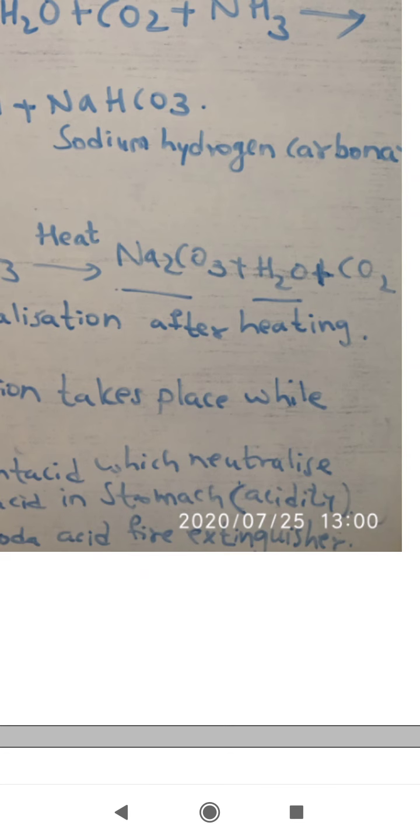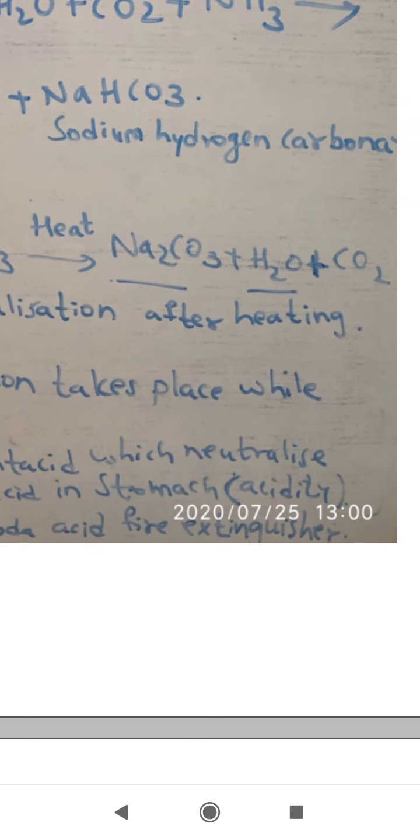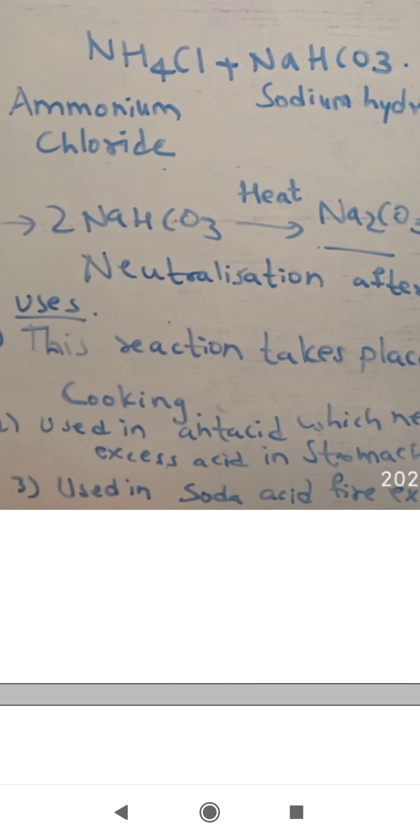So what actually is happening is neutralization is going to take place after heating, because salt and water is produced here. Baking powder, if it is heated, it is going to perform the neutralization reaction, because it is forming new products, salt and water along with carbon dioxide.